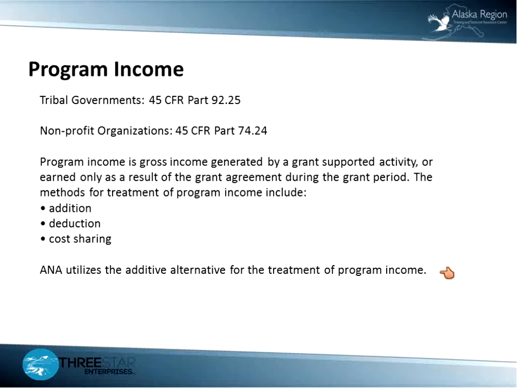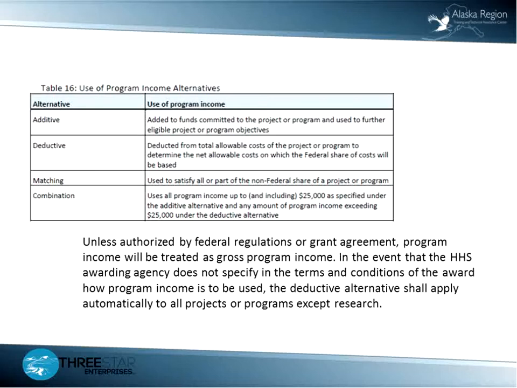ANA utilizes the additive alternative for the treatment of program income. What that means, if we take a look at the chart, is that it is added to the funds committed to the project or program and is used to further eligible project or program objectives. So as you're generating project income, you need to add that amount to your overall budget for your objectives.